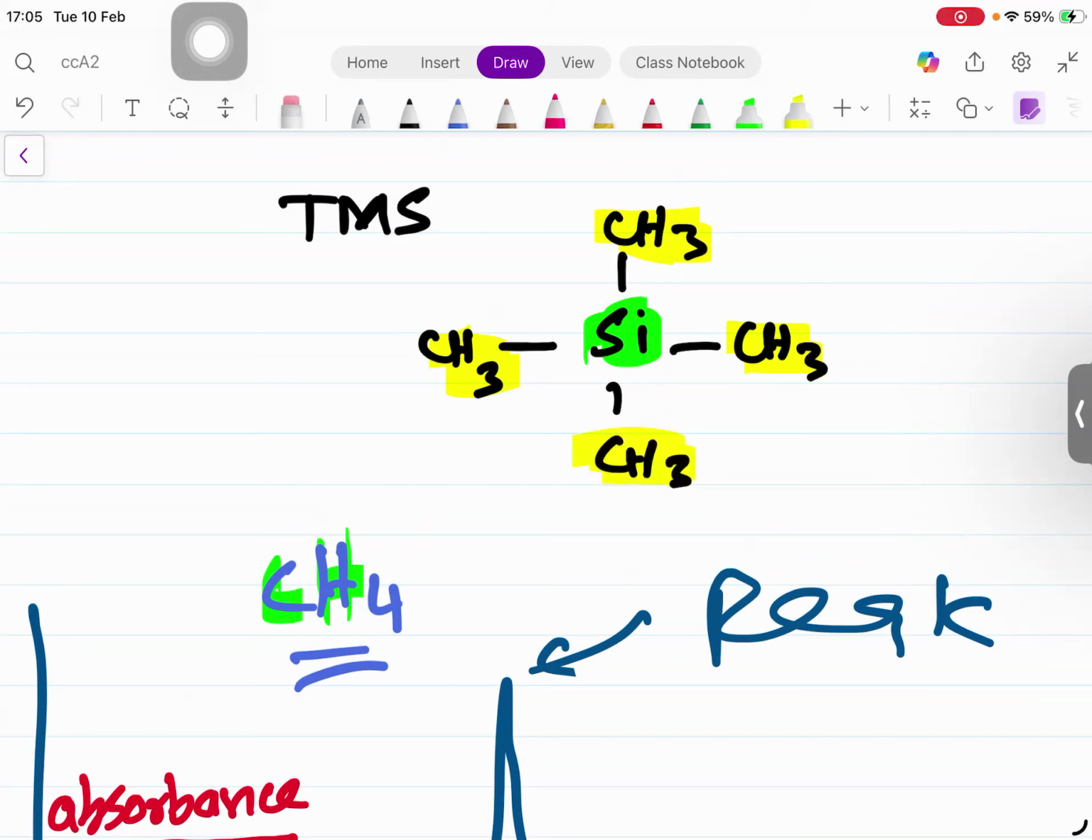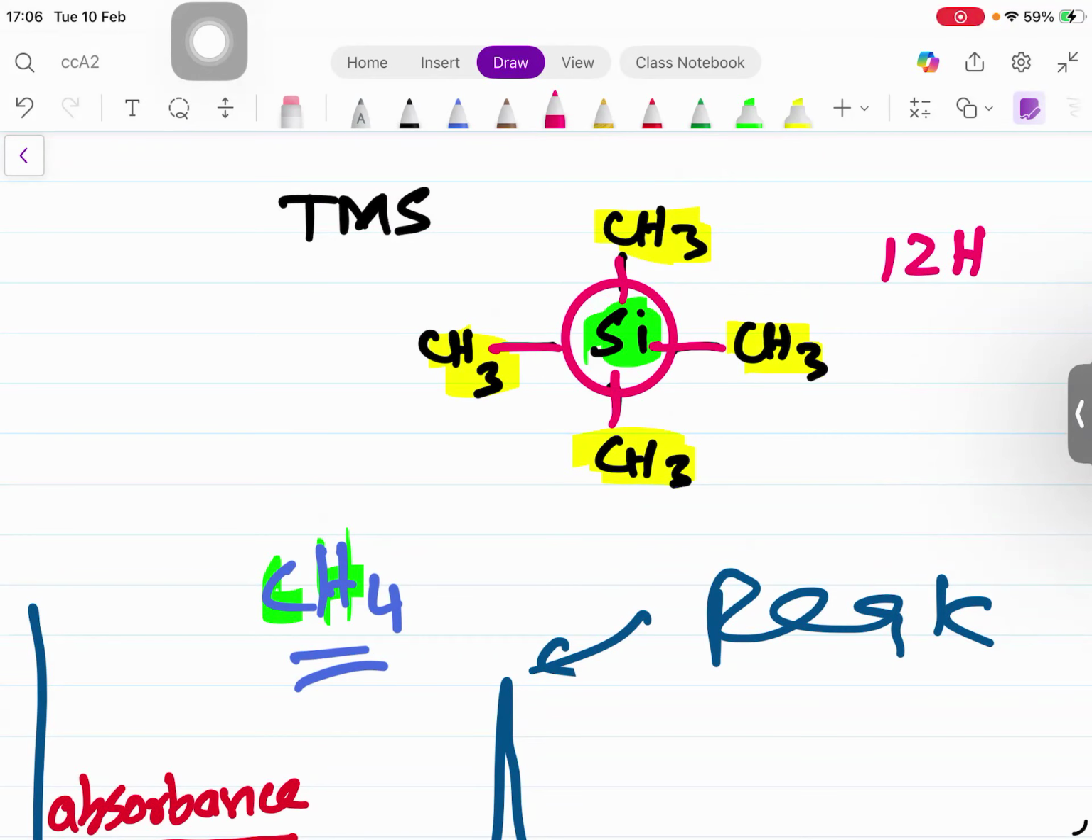So all these carbons are attached with silicon. So what does it mean? Same chemical environment, so same peak. Yes. So 12 hydrogens will contribute to 1 peak. Okay? And then it was attached with silicon. That's why it would be a unique kind of peak. Because in organic compounds, there is no silicon.